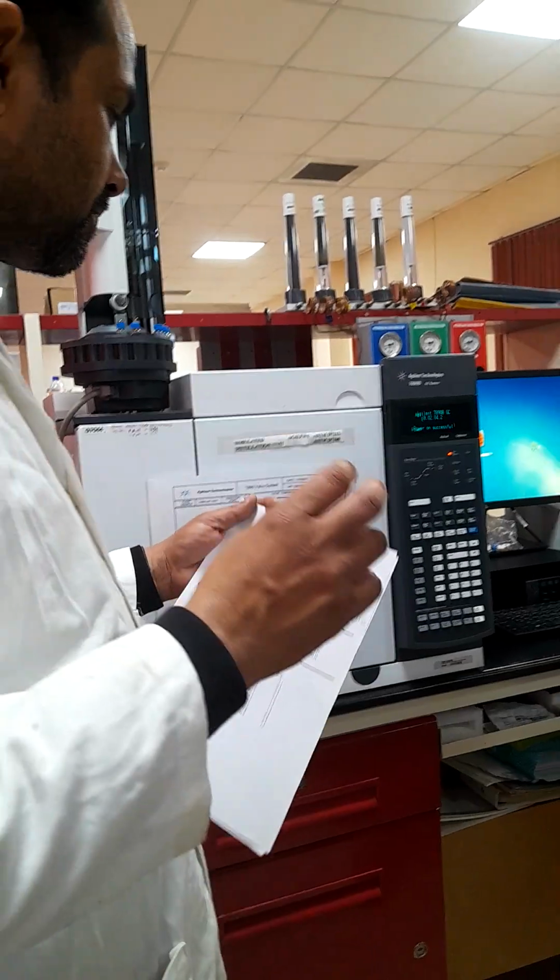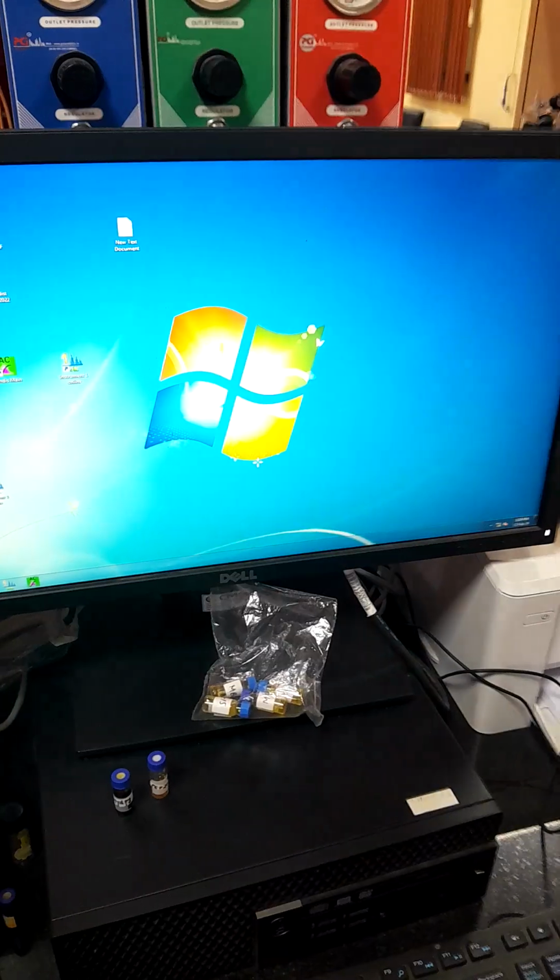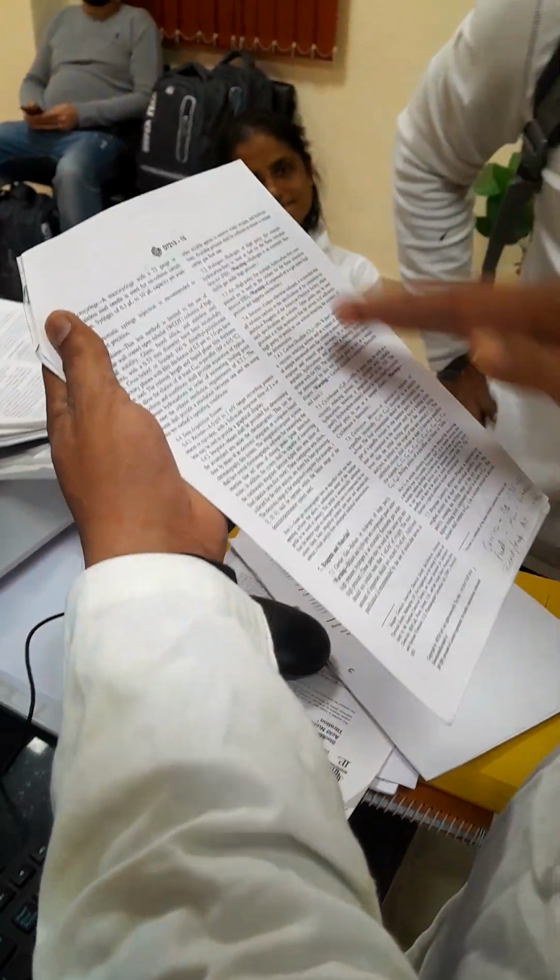Password. 1, 2, 3, 4, 5. As an ESTM. These are everything is mentioned here.